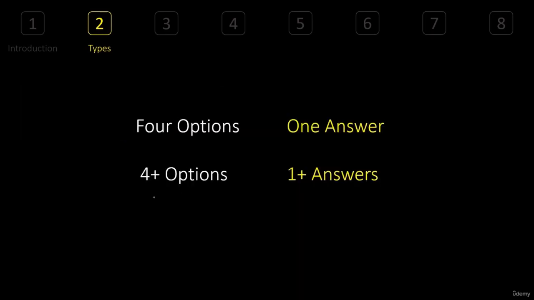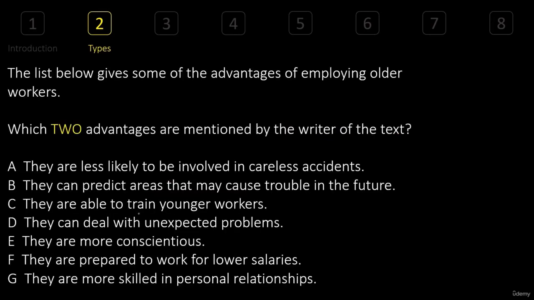Next one is when we have 4 plus options and 1 plus answer. That means at least 2 answers or more, at least 5 options or more. So it could be 7 options as we can see in this example, and we need 2 answers. Right. Here for this example we have a question: which 2 advantages are maintained by the writer of the text? Now you have to look for the 2 advantages. Okay, I hope I'm clear about this.